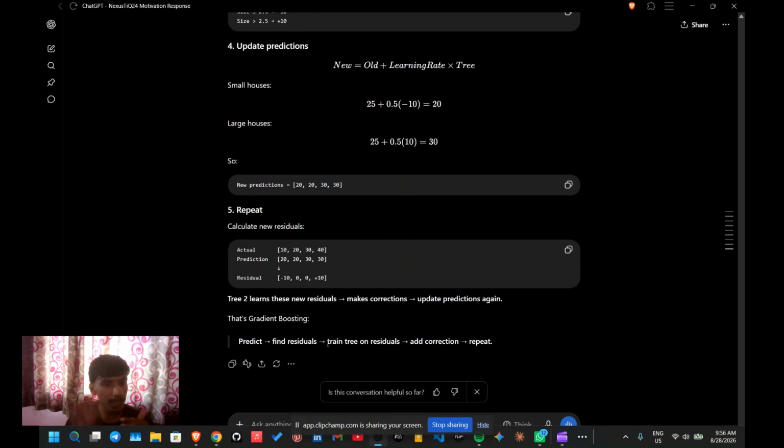Now again there would be a split. It would consider, is the size less than 2.5? Yes. Okay, is the size less than 0.5 or whatever, or size less than 1? Here a new decision tree would be there, and this tree would be an improvement on the earlier tree. According to the split, it would be either minus 10 or plus 10. And that is how regression would work.